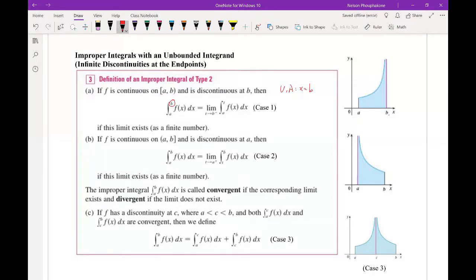Then case number 2 is where the vertical asymptote is x equals a. So we could take the limit as t approaches a from the right-hand side, integrating from t to b of f of x dx. And then for case number 3, we need to separate into 2 integrals, and from there we take the limits, just like in cases 1 and 2, to take care of case number 3. So it is really important for you to know the graph first. This is really important too.